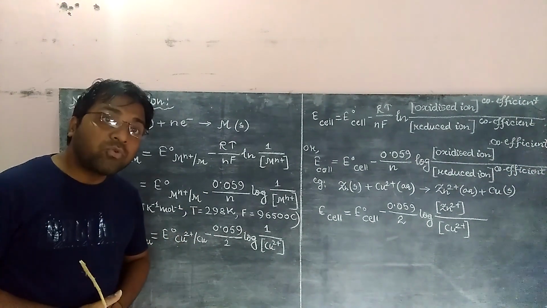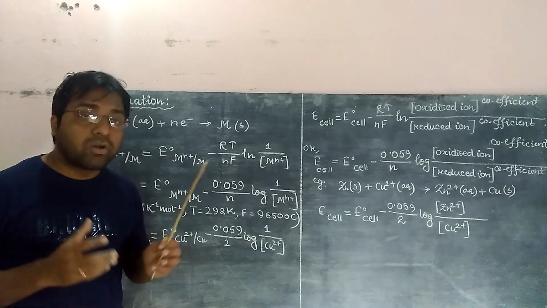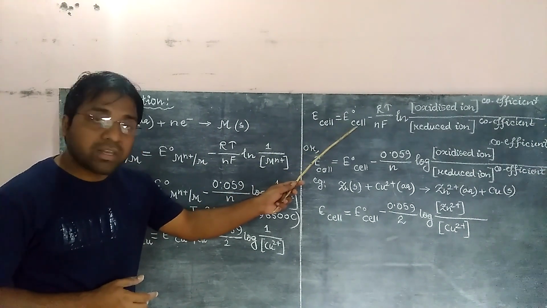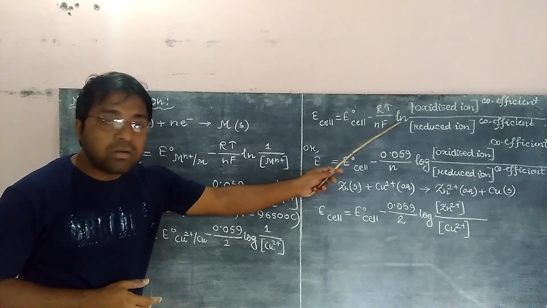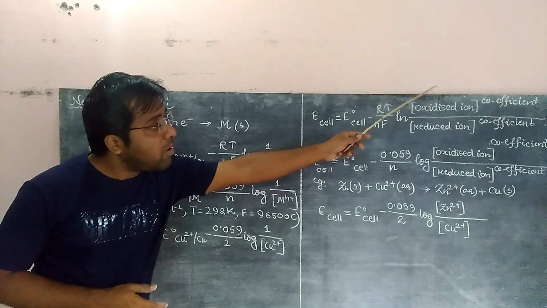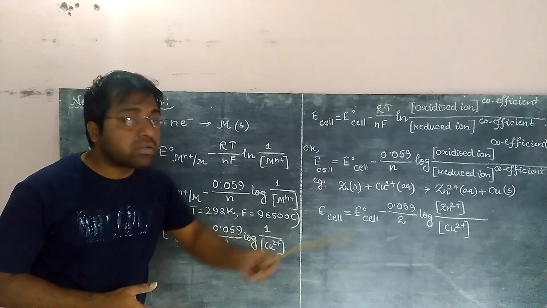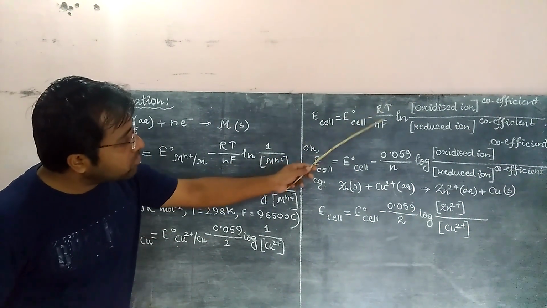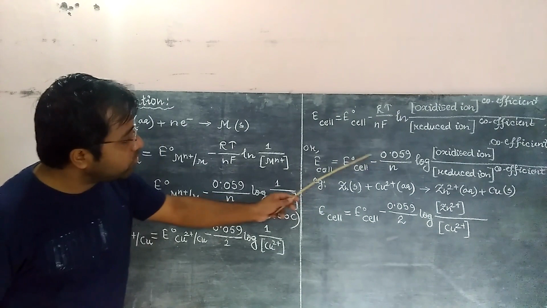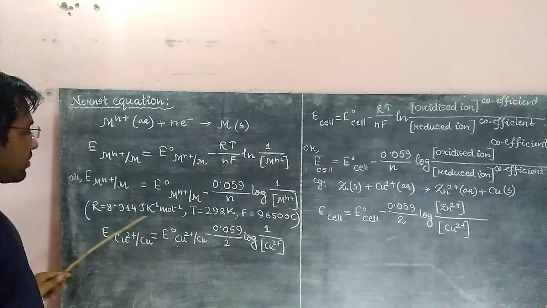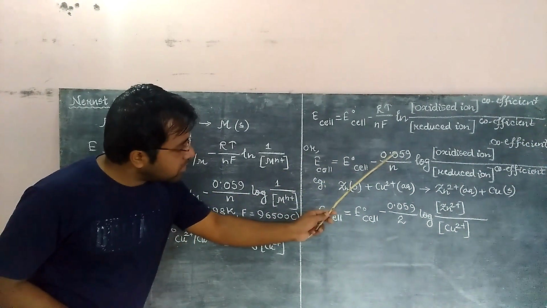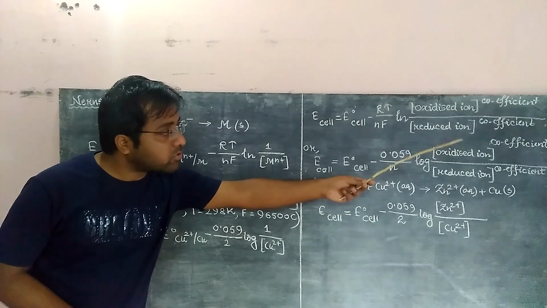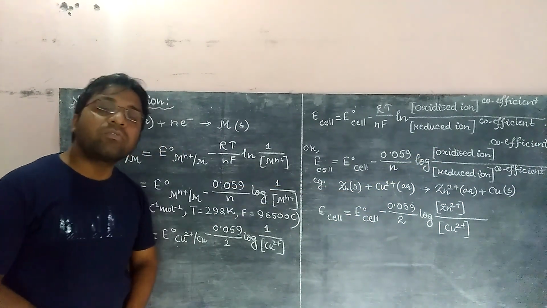Now let us see how to write for a complete cell. As I already said, for a complete cell we can write in this way: E cell is equal to E naught cell minus RT by nF ln of the oxidized ion to the power its coefficient divided by the reduced ion to the power of its coefficient. And here in place of this we may also write in this manner, as we already discussed, by considering this value, 0.059 divided by n, and the logarithm of the oxidized ion to the power its coefficient divided by the reduced ion to its coefficient.